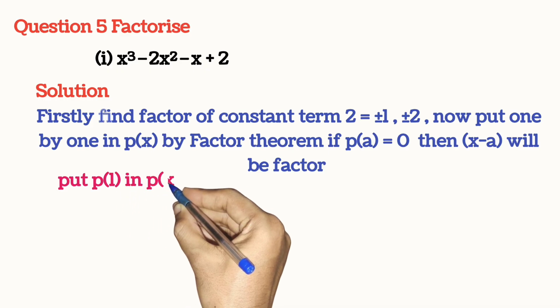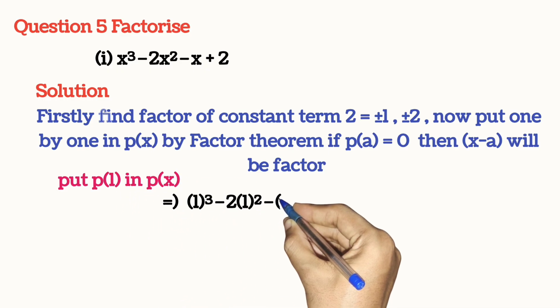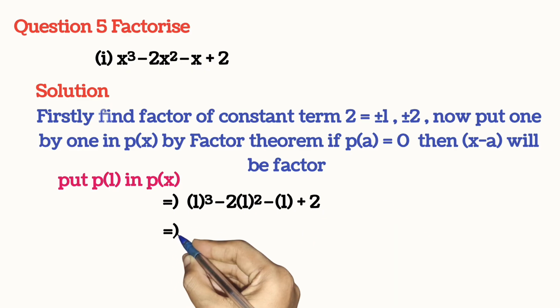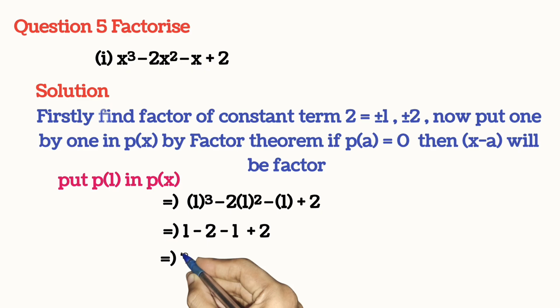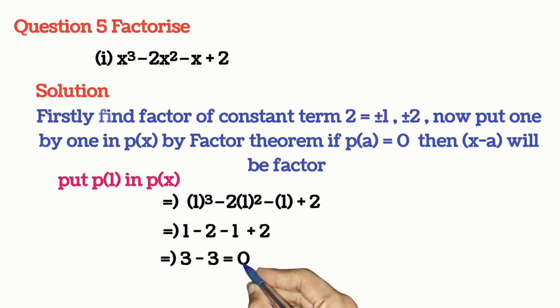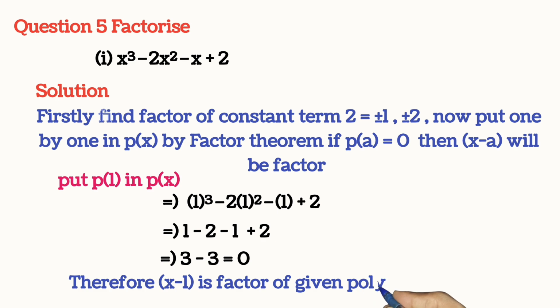Put p(1) in p(x), we get 1 cube minus 2 into 1 square minus 1 plus 2, that will be 1 minus 2 minus 1 plus 2, that will be 3 minus 3, that is equal to 0. Therefore, x minus 1 is a factor of the given polynomial.